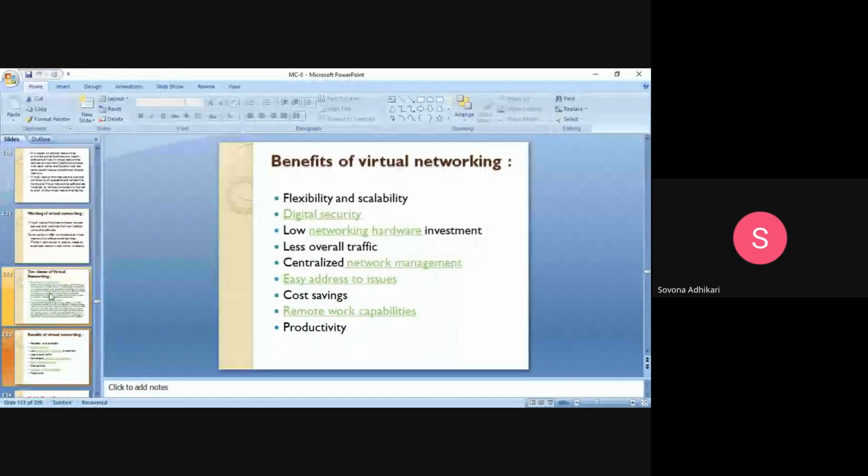Centralized network management: it addresses issues easily. Cost saving: no physical cables are used, and hardware cost is also reduced, so it is cost saving. Remote work capability and productivity. These are the benefits of virtual networking.